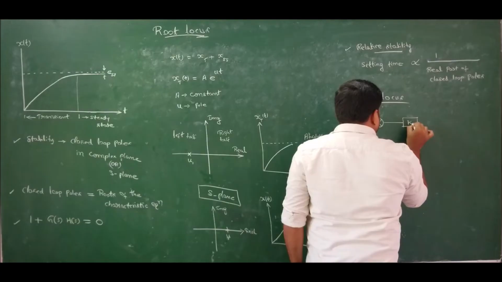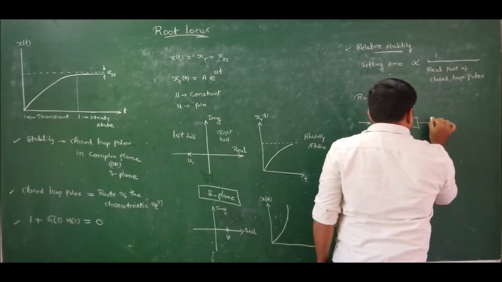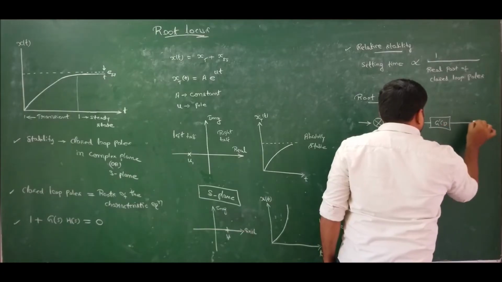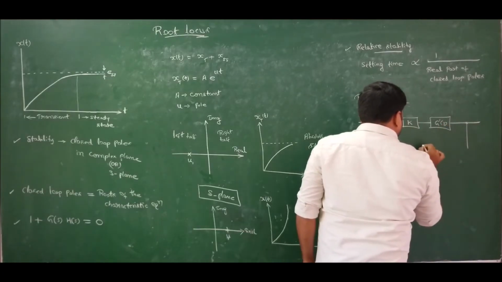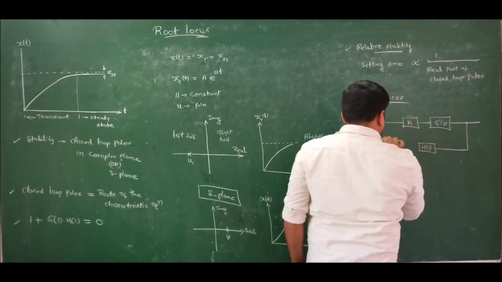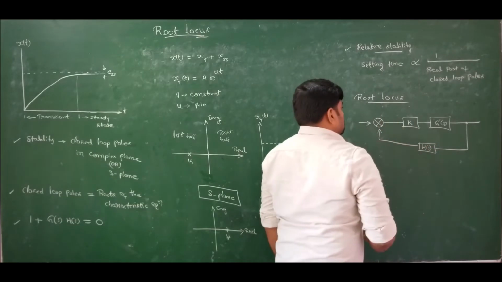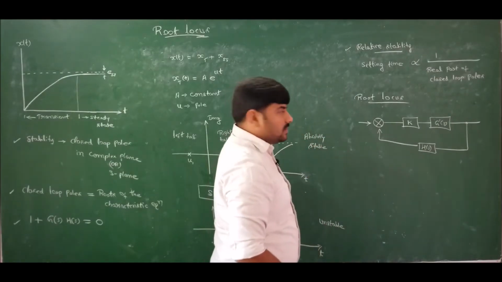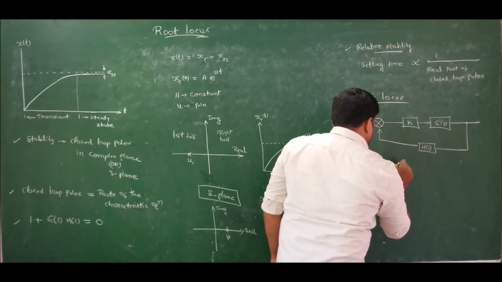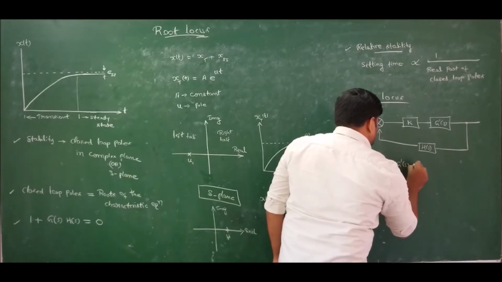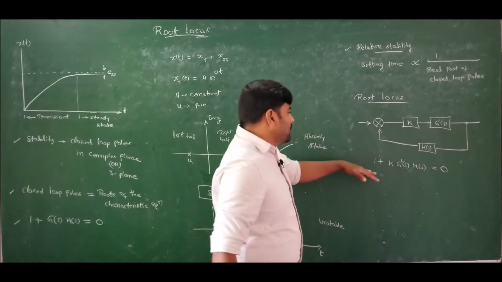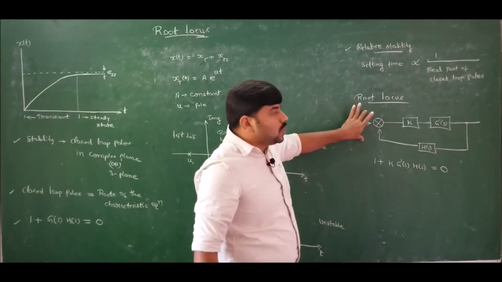Let us introduce a new parameter k to the system which has g dash of s giving an output. Let us have a feedback h of s like this to the system. Now if I write the characteristic equation of the system, what am I going to get? 1 plus k times g dash of s into h of s is equal to 0 is the characteristic equation of this closed loop control system.